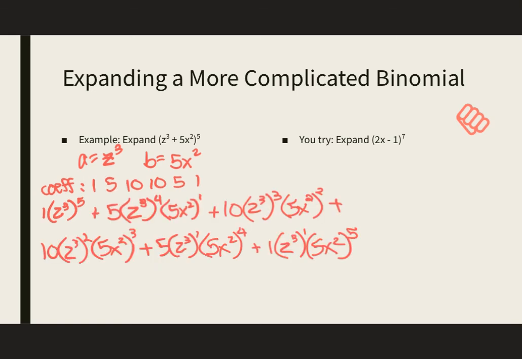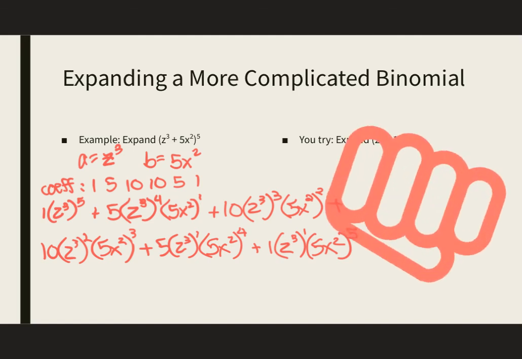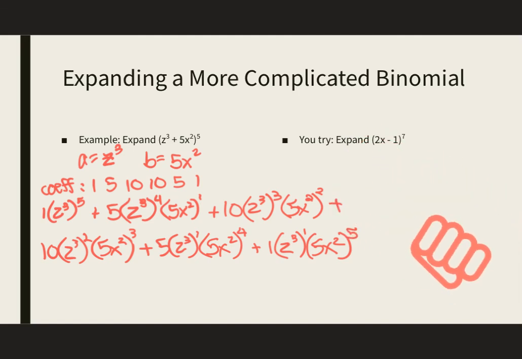But that 5x squared also has coefficients for itself. All right, so here's the expansion of (z cubed + 5x squared) to the 5th power. Notice how I write all the terms in parentheses first before I consider simplifying in a final step, which I'm not actually going to do here.